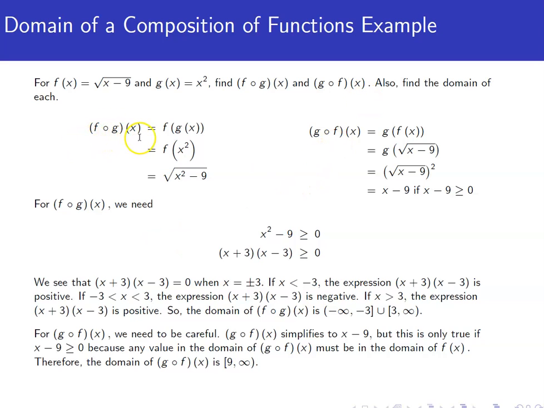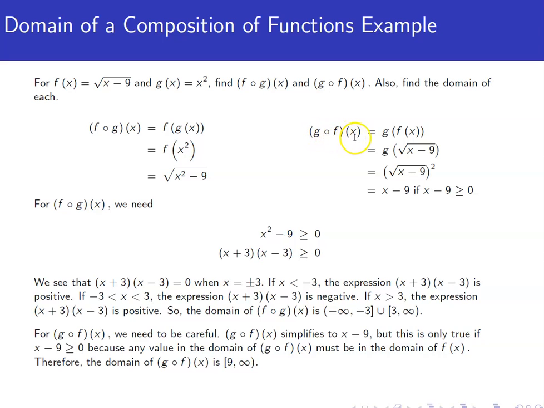F composed with g of x is f of g of x. So g of x is the same thing as x squared. So if we put x squared into the function f of x, we get the square root of x squared minus 9.